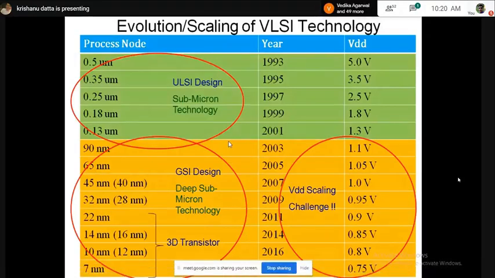Now you will be able to understand what is going on with the evolution or scaling of VLSI. On the left-hand side is the process node. The middle column is the year the technology got introduced, and the right-hand side is the supply voltage. Let's focus on the left column, process node. Process node, like 0.5 micron, means L gate is 0.5. 0.35 micron means L gate is 0.35, like that.